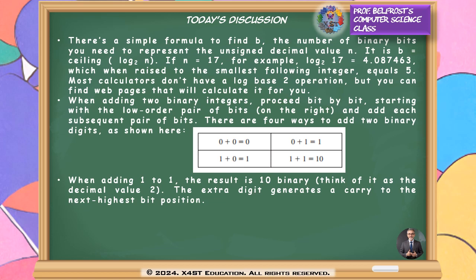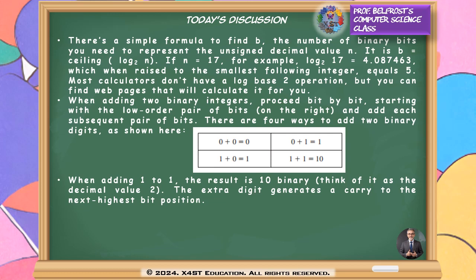So the formula is b equals the ceiling of log base 2 of n. Say you have n equals 17, the decimal number that you want to convert to binary. Then log base 2 of 17 equals 4 point something, but you need to round it up to make 5. So you need 5 bits to represent 17. Done. Easy.